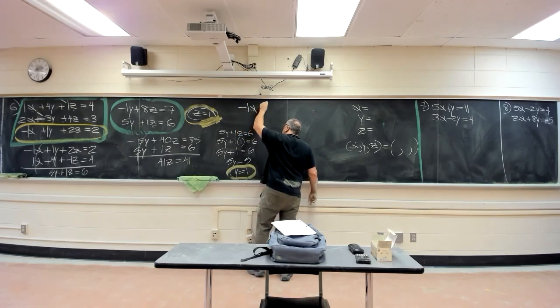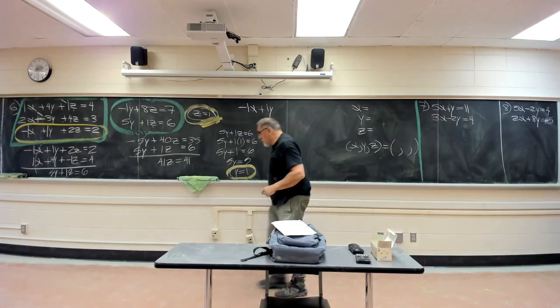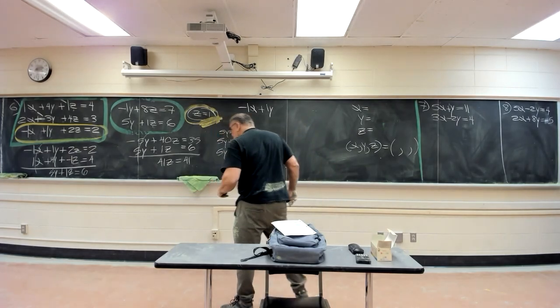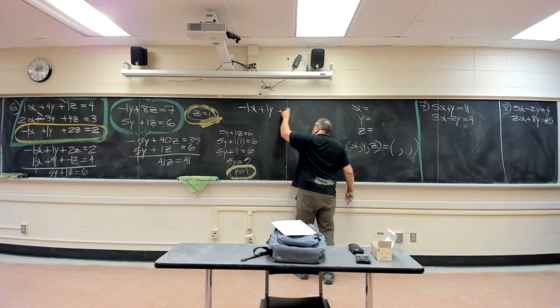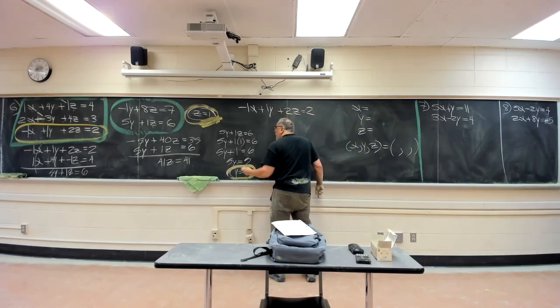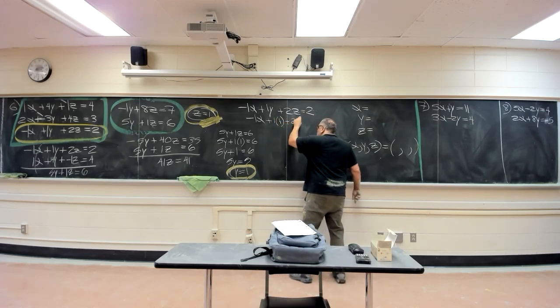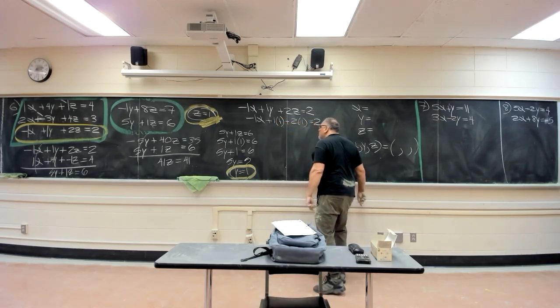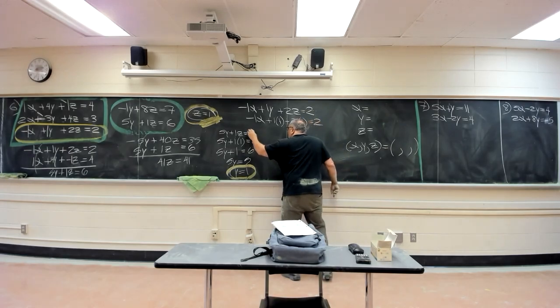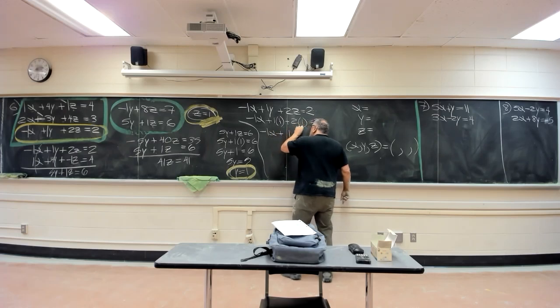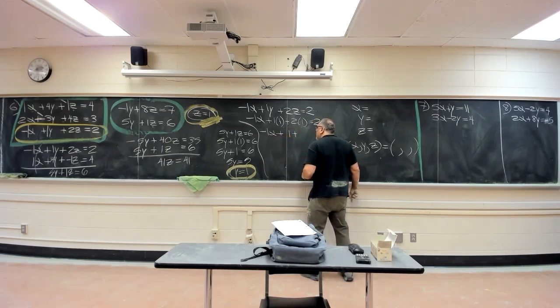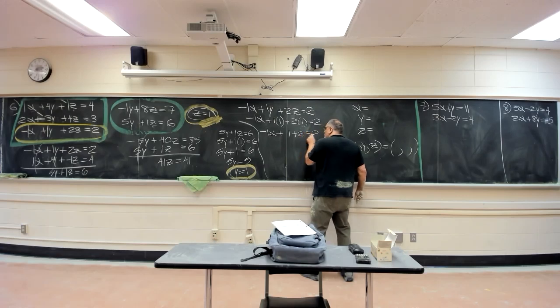Negative 1x plus 1y plus 2z equals 2. Don't know what x is. It's simple as that. Y is equal to 1. Z is equal to 1. I've got negative 1x here. 1 times 1 is 1. 2 times 1 is 2. Got 2 right here.